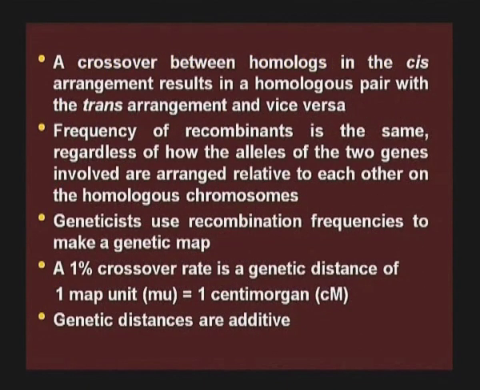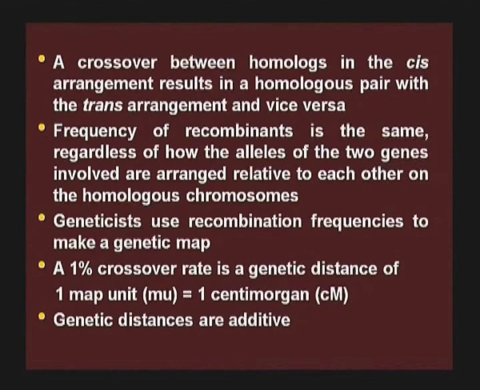A crossover between homologs in this cis arrangement results in a homologous pair with the trans arrangement and vice versa. The frequency of recombinants is the same, regardless of how the alleles of the two genes involved are arranged relative to each other on the homologous chromosomes. Geneticists use recombination frequencies to make a genetic map. A 1% crossover rate is a genetic distance of one map unit, which is equal to 1 centimorgan.